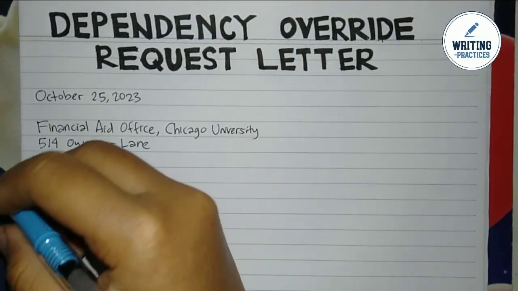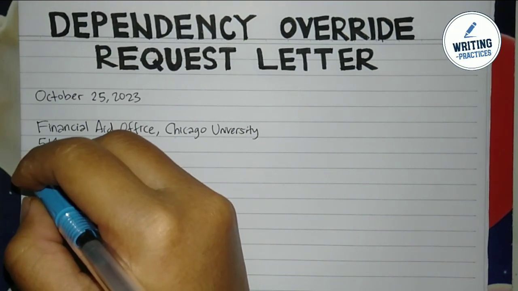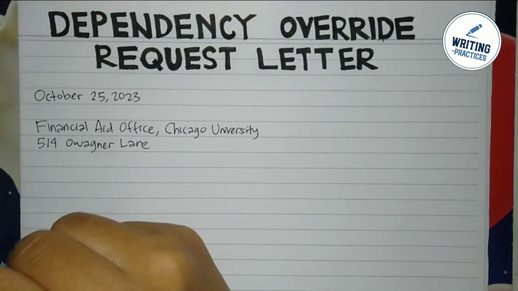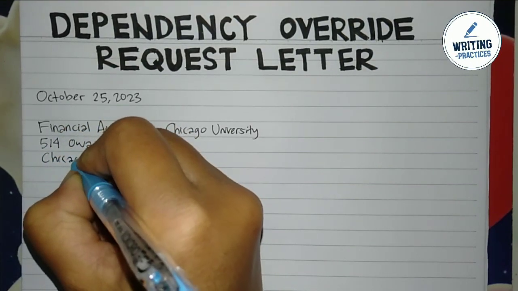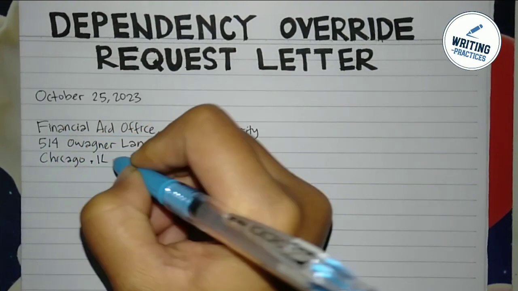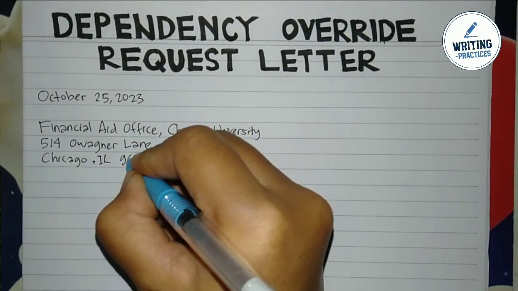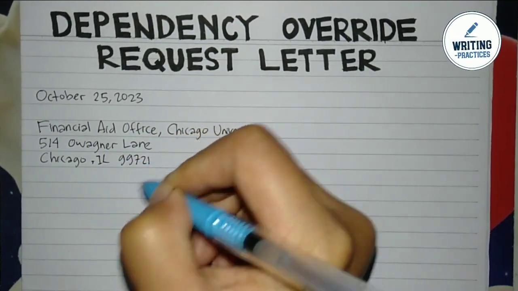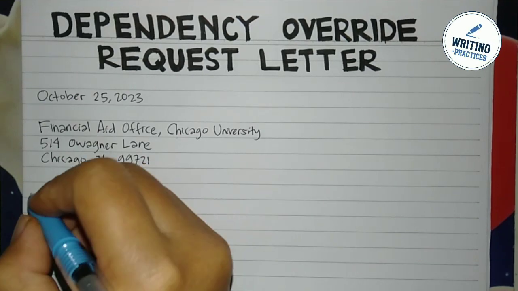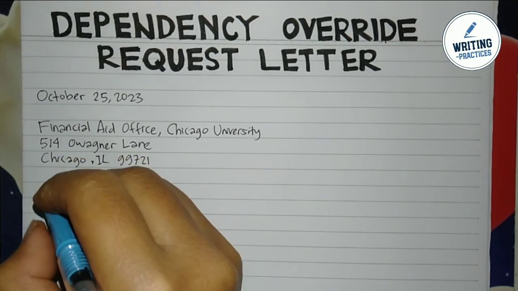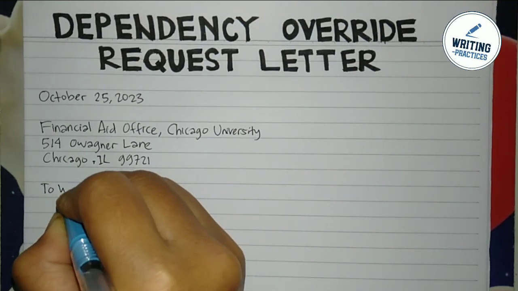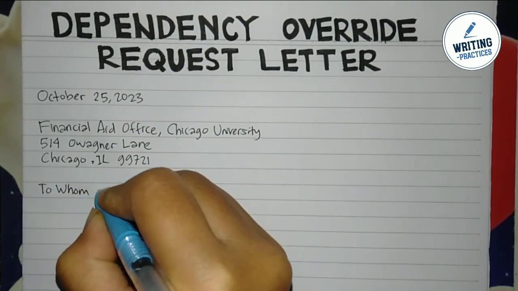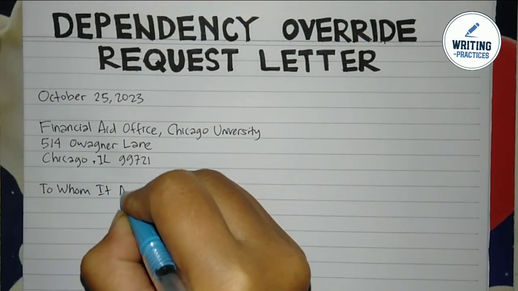Check this out. First of all, write the date of the letter. And then, write the information about the recipient. If you don't know their name, just write the office name. And write also the university name. In this example, the letter is addressed to the Financial Aid Office, in Chicago University. And then, write the address of the office or university. You need to include the number, street name, city, state, and zip code.